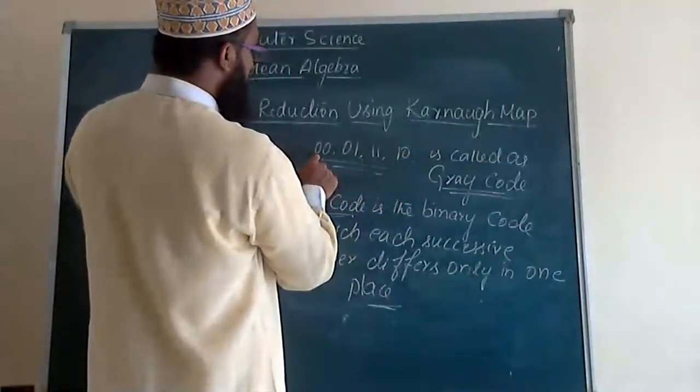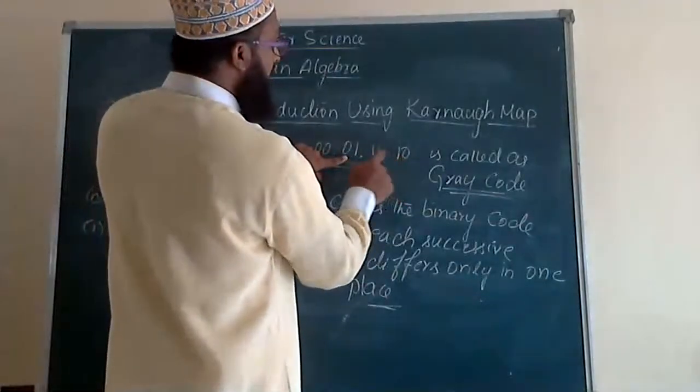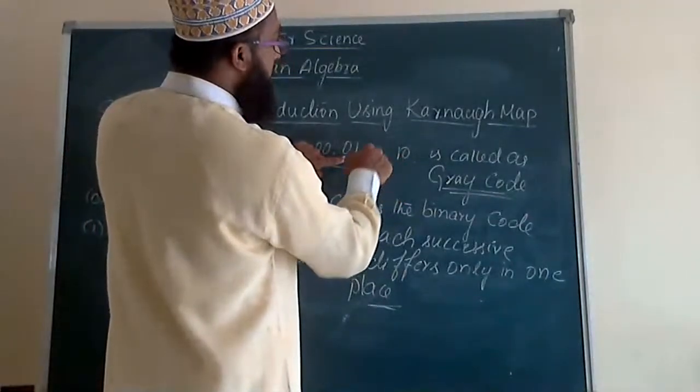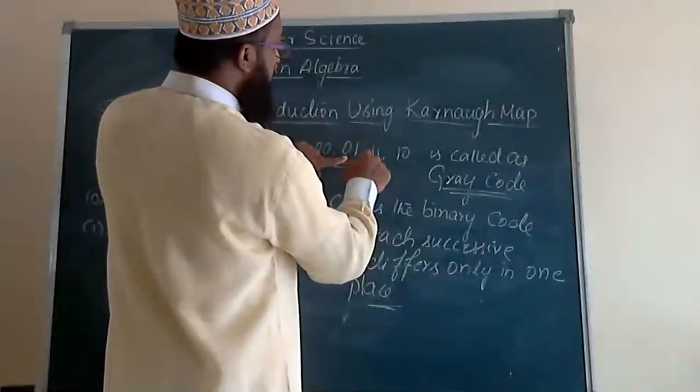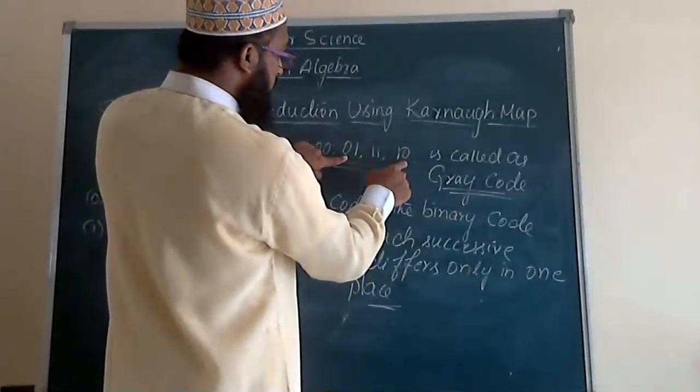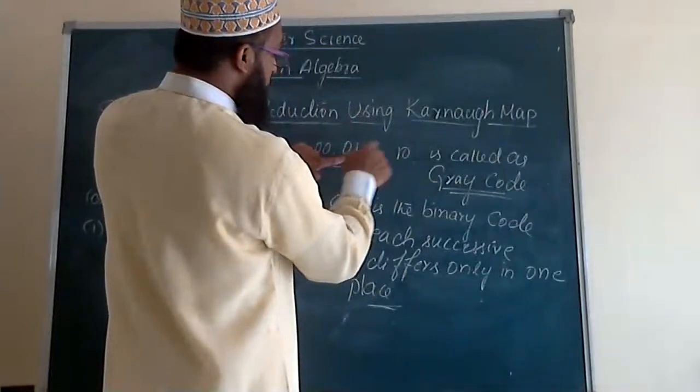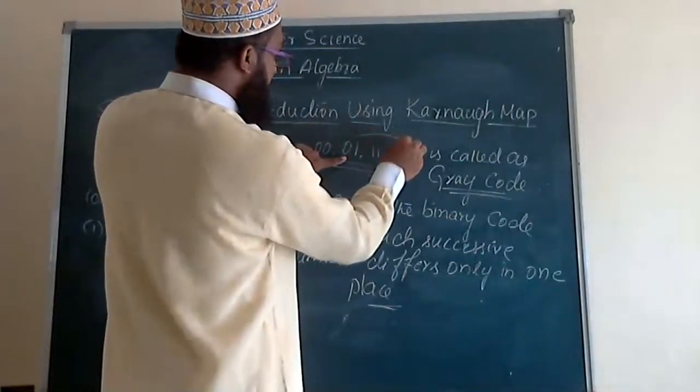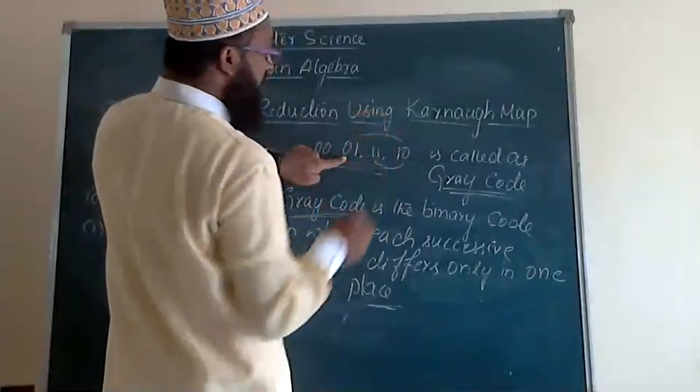It means 00, 01. After 01, 10 has to come, but here the number is changing. After 10, 11 has to come. After 01, 10 has to come. Then after 10, 11 has to come.